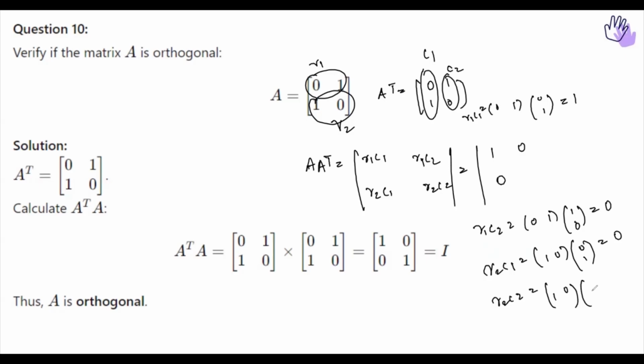And what is C2? 1 0. Okay, so this will be 1. So A times A transpose is giving you 1 0 0 1. This is basically an identity matrix, isn't it? So the product of a matrix with its transpose is giving you an identity matrix. Therefore, the matrix A is an orthogonal matrix. So this is how you check whether a particular matrix is orthogonal or not.